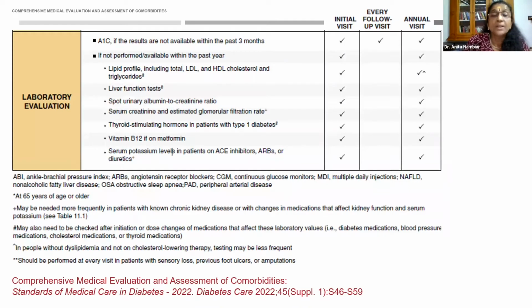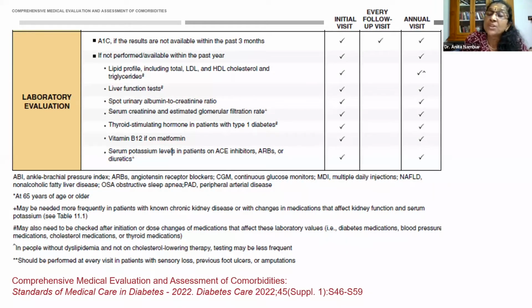Now, the laboratory evaluation. Again and again I am telling you that these are taken from the ADA guidelines. We are the providers, and we have to look at what is the most important test to be done on the patient. Our patients may not be very rich, so we have to judiciously think which test to do for which patient at what point of time. This is up to the discretion of the healthcare providers, what tests are needed at that particular time.